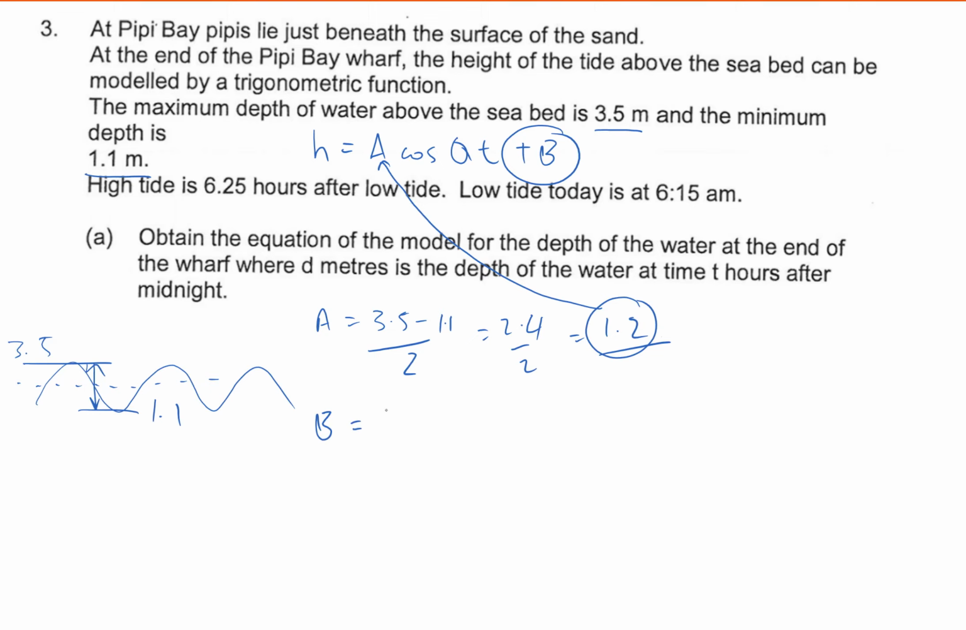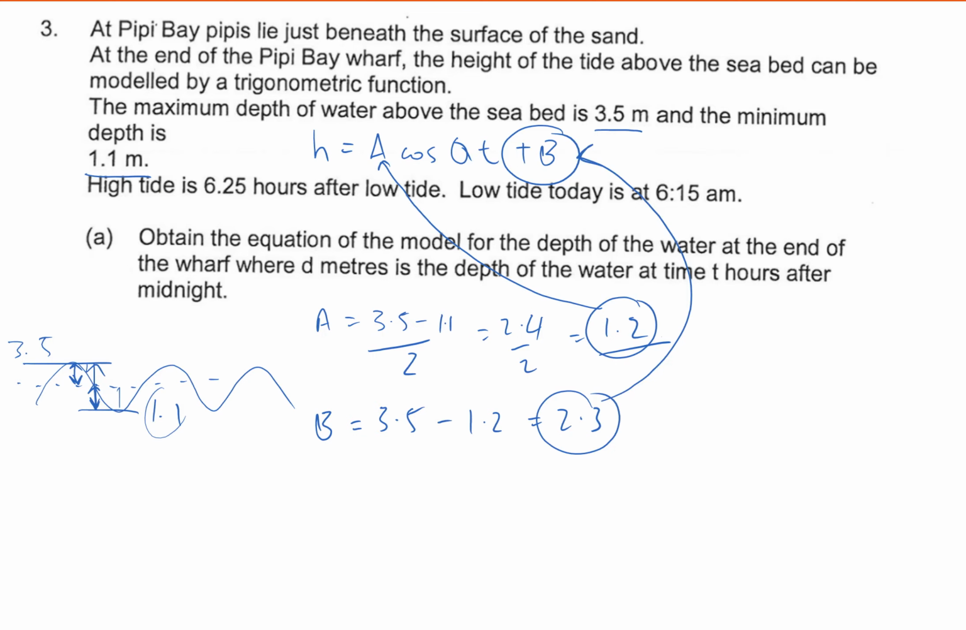2.3. It's the maximum minus the amplitude, which is 2.3. Does that make sense? Because if the amplitude, which is from the baseline up, is 1.2, then 1.1 plus the amplitude must be where your baseline is. Or the max minus. So that part there is in there.